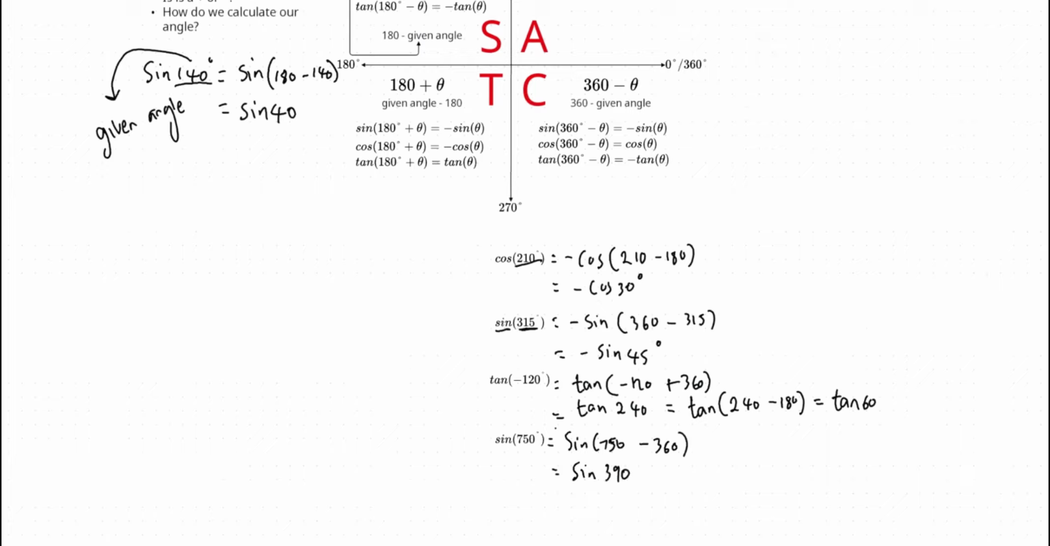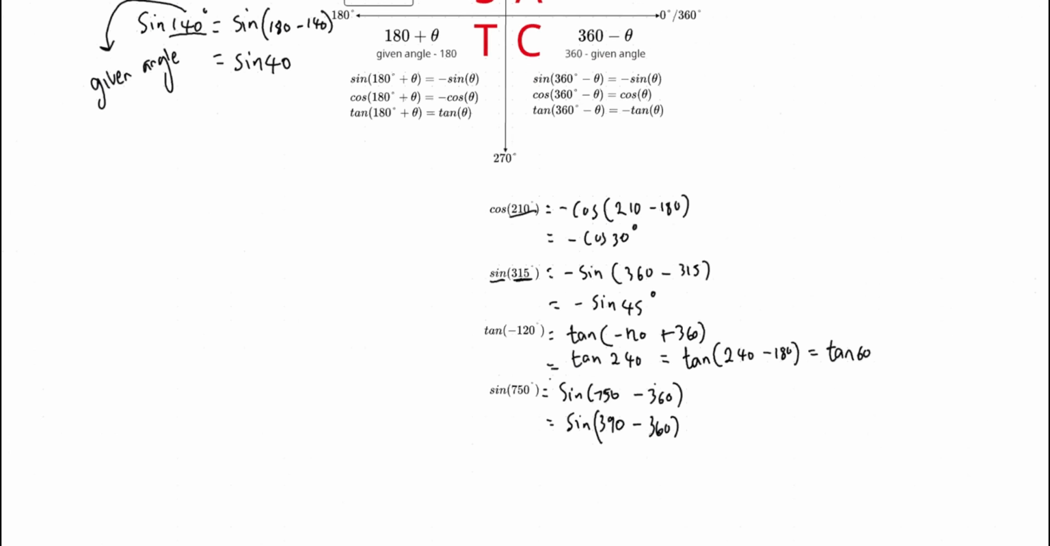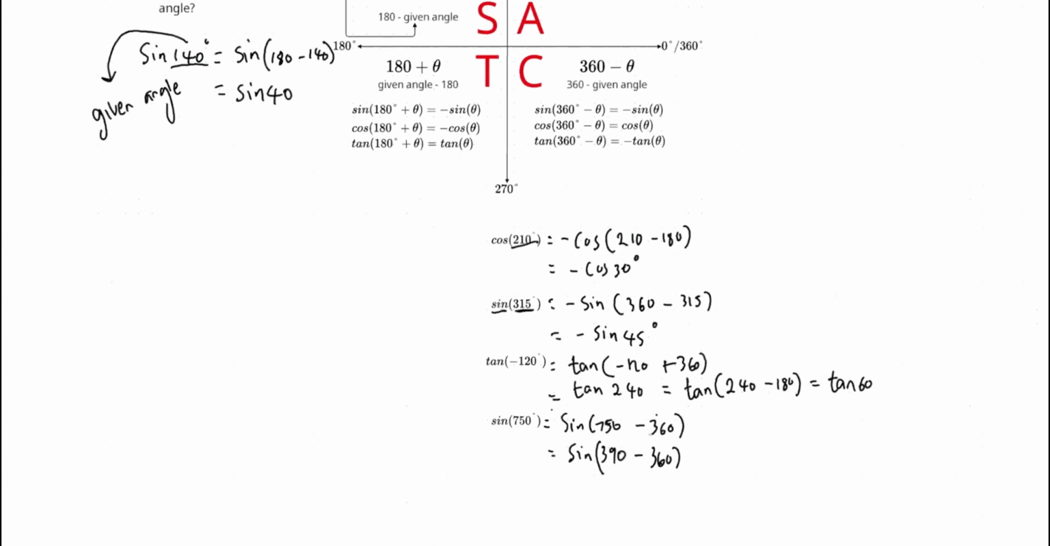Now you see, once we get sine 390, it still doesn't fall within our CAST diagram, because the maximum there is 360. So guess what? Now we can do it all over again. We can say 390 minus 360. Once again, we can subtract or add 360 as many times as we'd like. And now we see that we're left with sine 30. We're already in the first quadrant and we already have an acute angle, so there's nothing more to do.